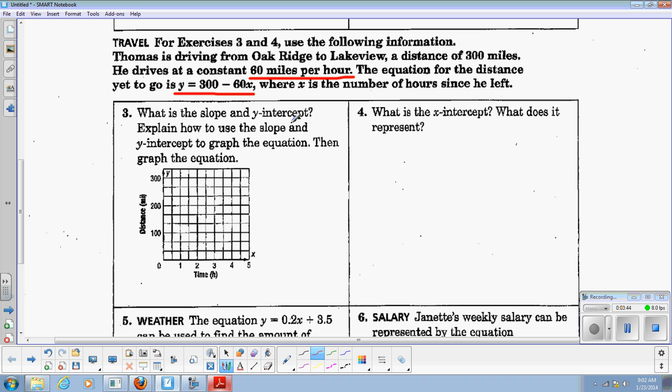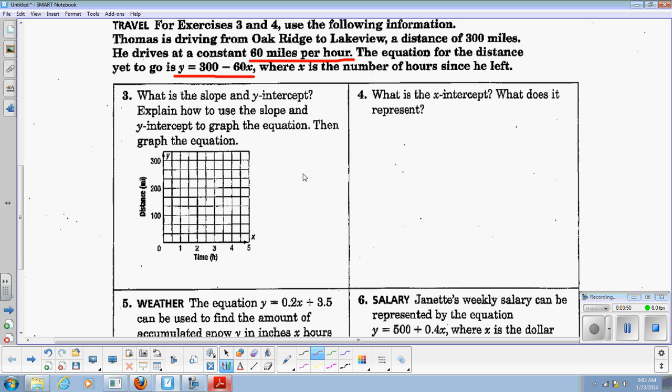Explain how to use the slope and y-intercept to graph the equation. So right in this space over here, give me a little brief explanation, just a quick sentence or two. Then graph it. Whichever one of these is your y-intercept, put a dot on the graph.